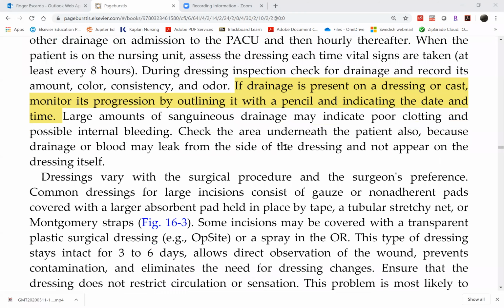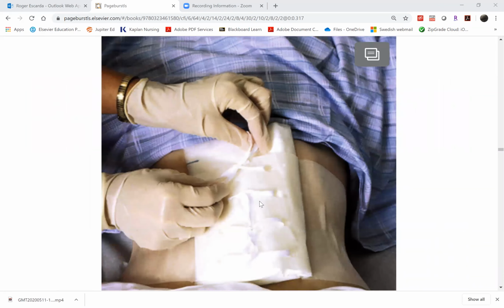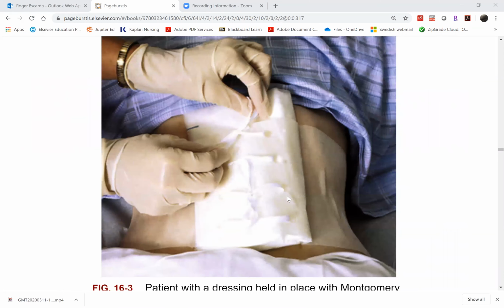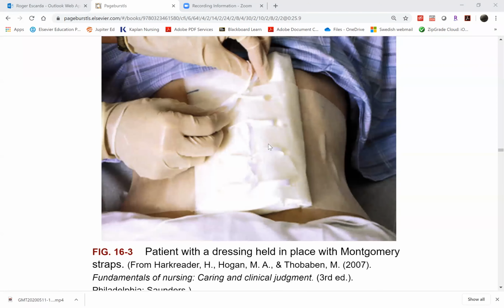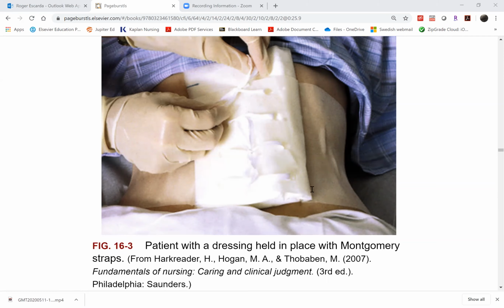There are various dressings. This one's an old Montgomery strap. This is very old, but still very useful today. It gives the patient very good assurance. They feel that the dressing is secure, especially if it's an abdominal dressing. Although this is not commonly used, I appreciate the time that we were using these. It's been a while since I've seen them.